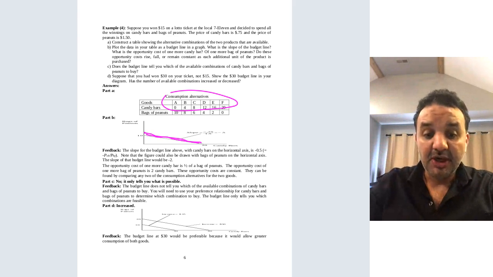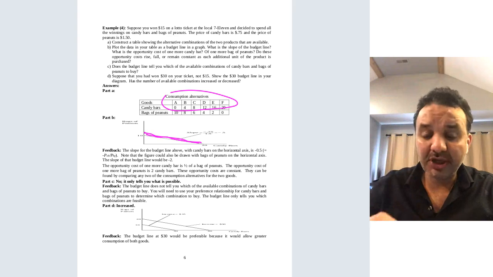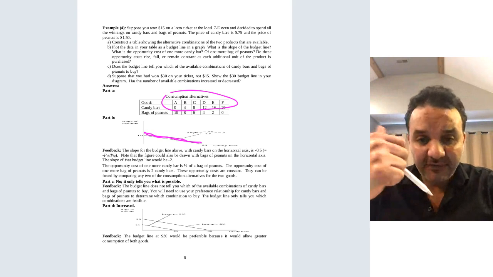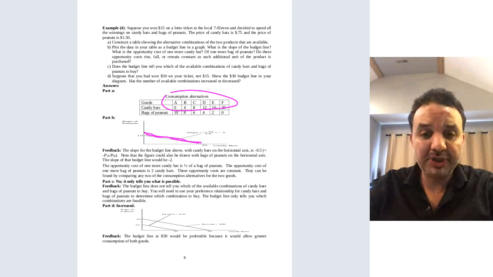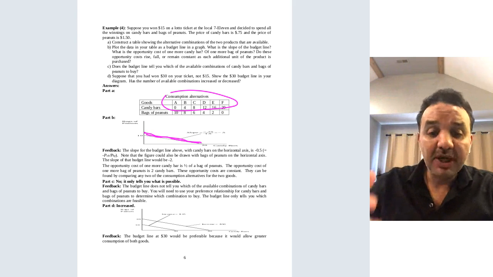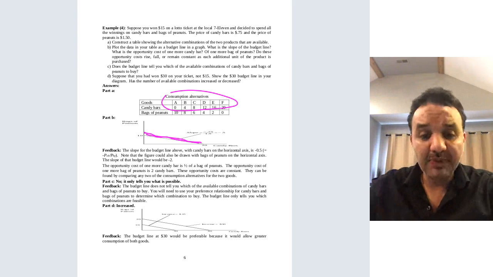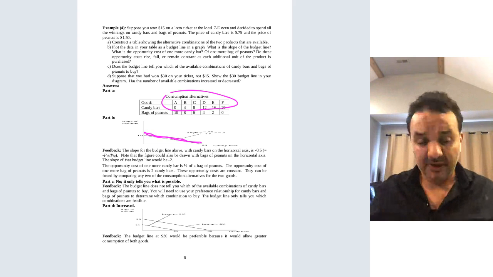Let me say this one more time. Any point on the budget line is feasible, which means you can do it. You can choose any combination of these 6 combinations. That's what I mean by feasible. At the same time, it's efficient. What do I mean by efficient? Because if you choose any of these choices, you will use all of your $50.